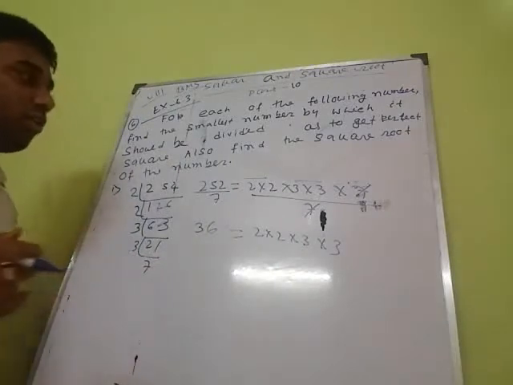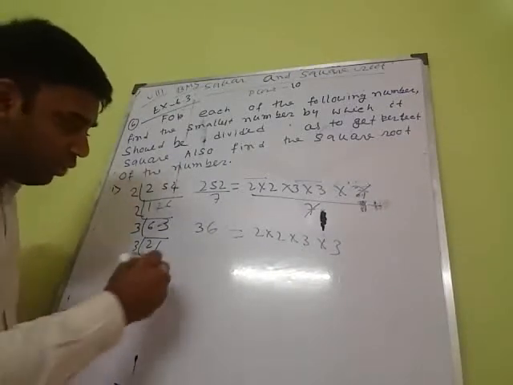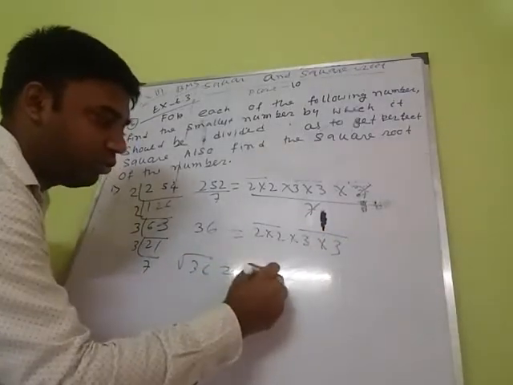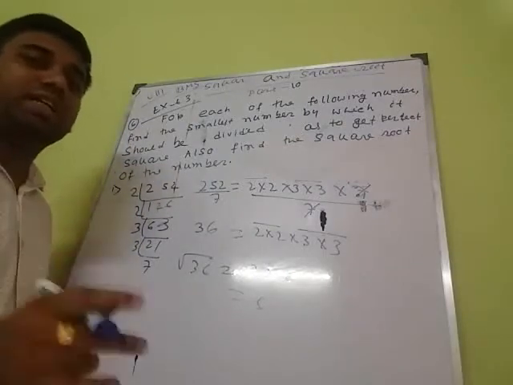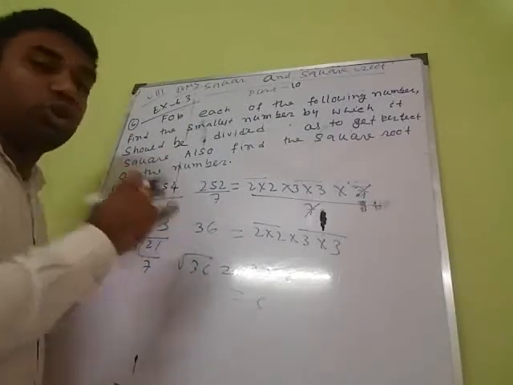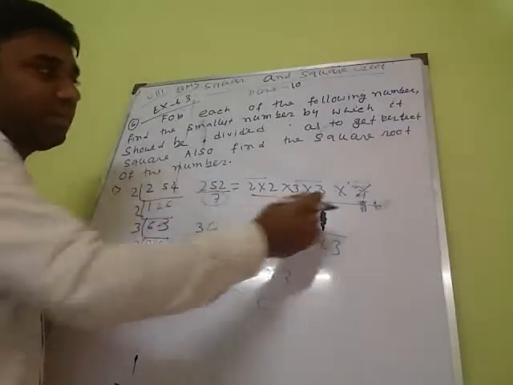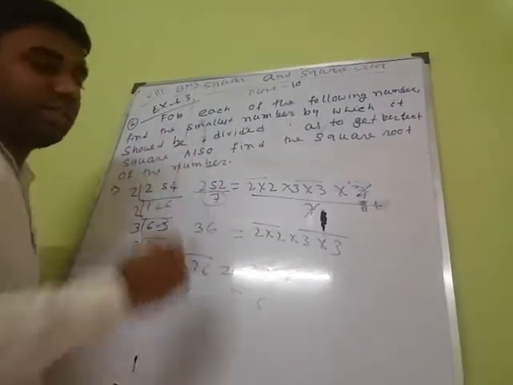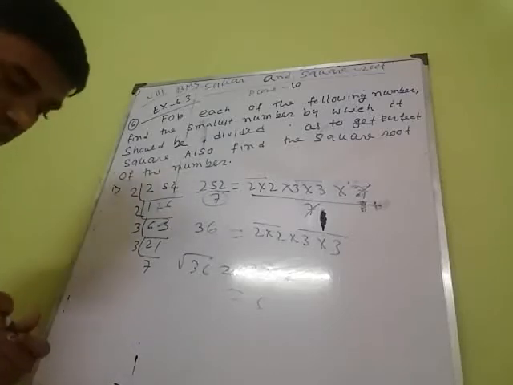So after dividing 252 by 7, the number changes into 36, and the square root of 36 is 2 into 3, equal to 6. The smallest number by which 252 should be divided to get a perfect square number is 7. And why is it 7? Because 7 is a single number without a pair. That's why we divide by 7. Okay, now the next sum.